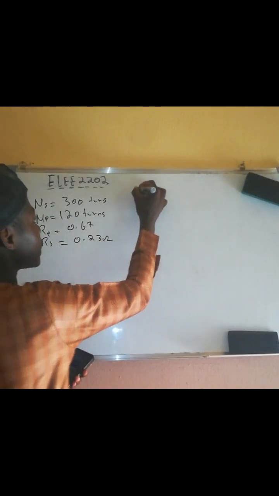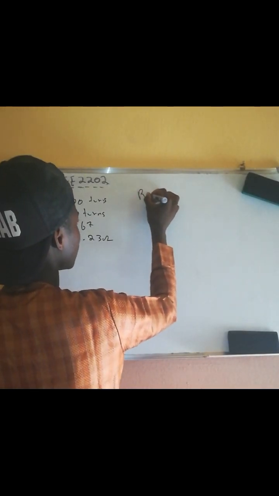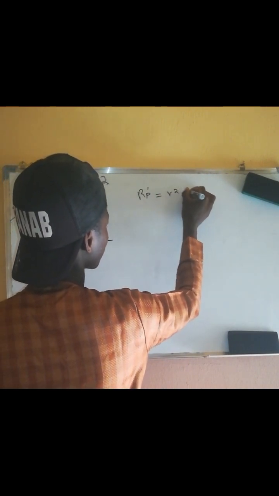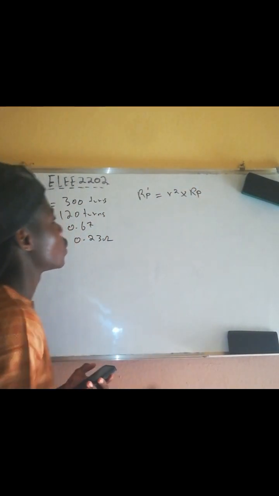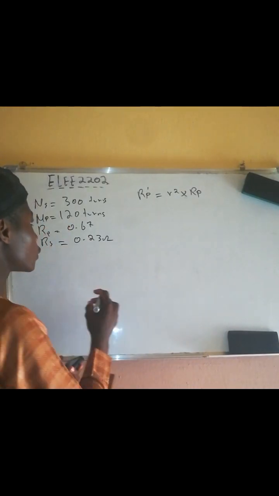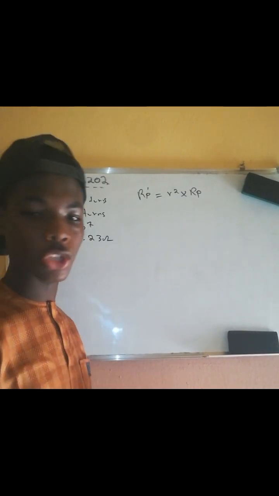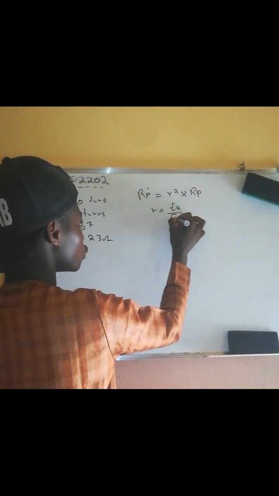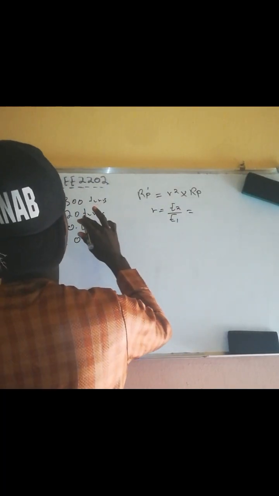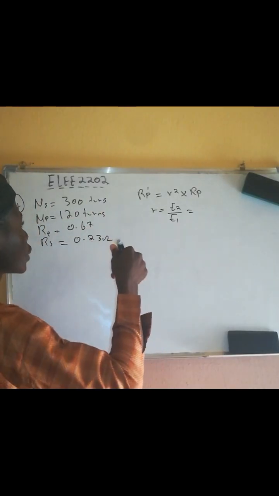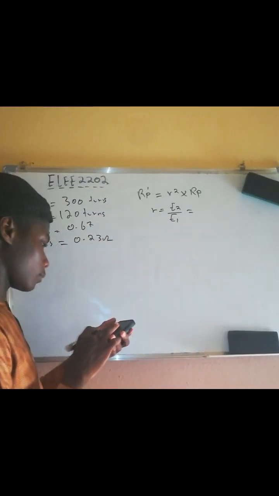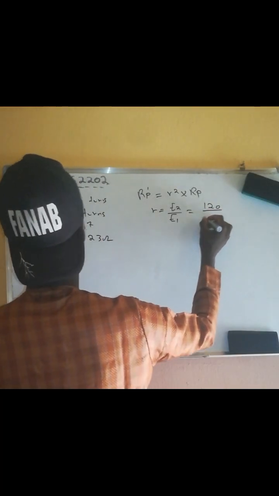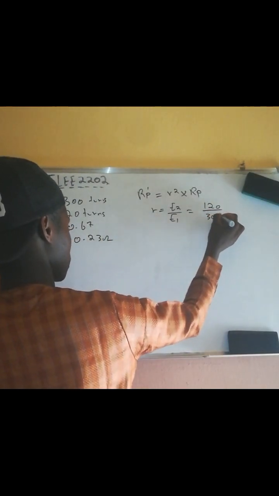So I think here is one equation that we can use. The Rp prime is equal to R square multiplied by Rp. So what is R? We all know that we have to first find the turn ratio. The turn ratio R can be equal to the general formula E2 over E1, and also we know that it is secondary over primary. Sorry, primary, 120 over 300.